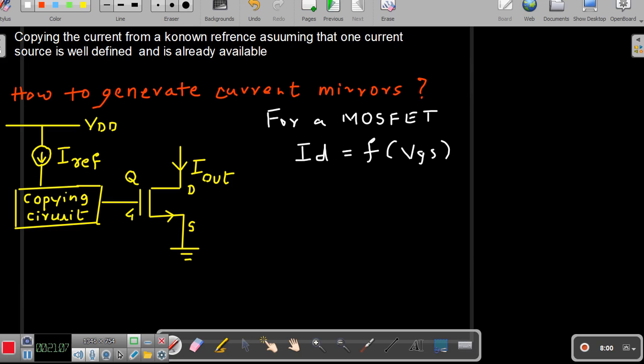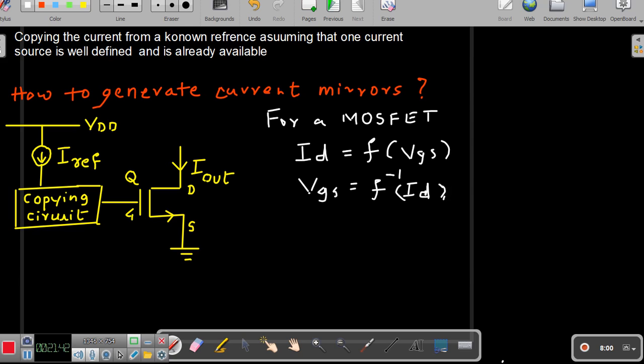And now if I write VGS, definitely it will be an inverse function of ID. VGS will be an inverse function of ID. So this is a very important equation for us to arrive at the concept of current mirroring. So VGS is an inverse function of ID.